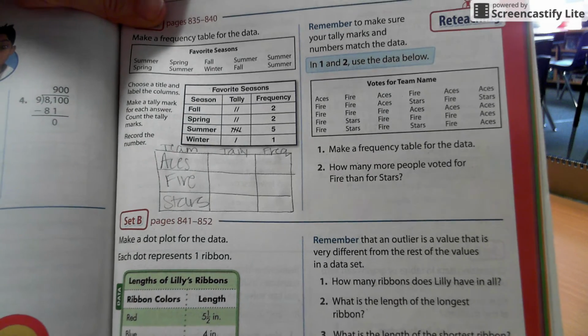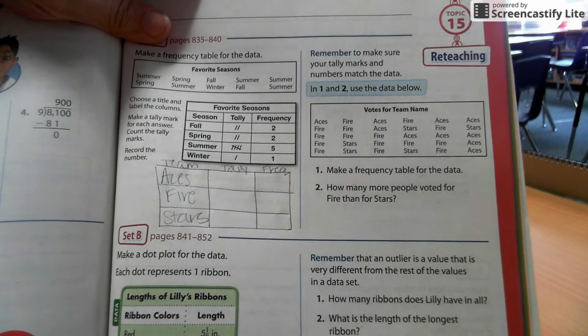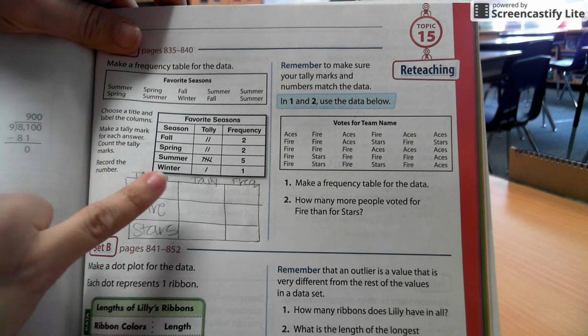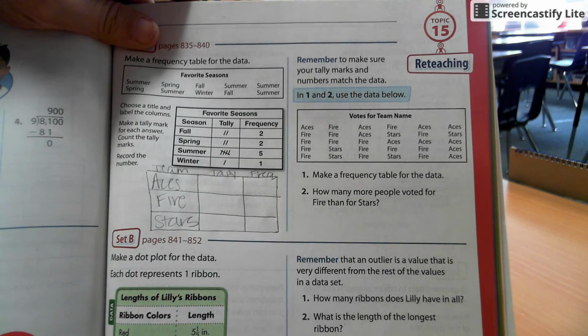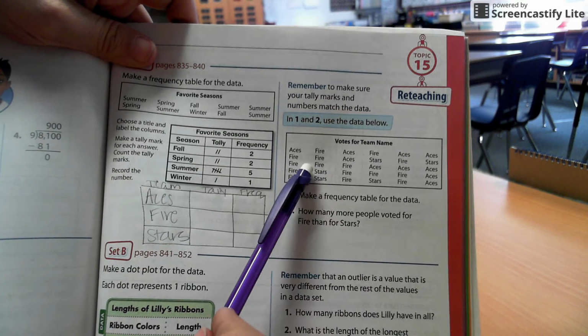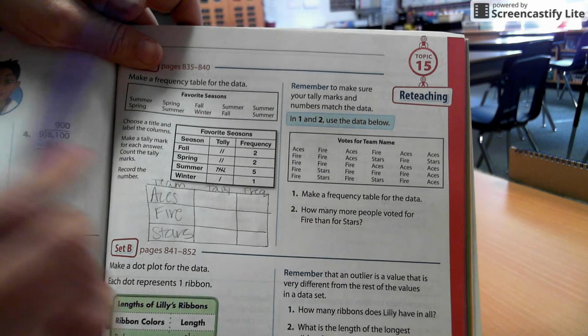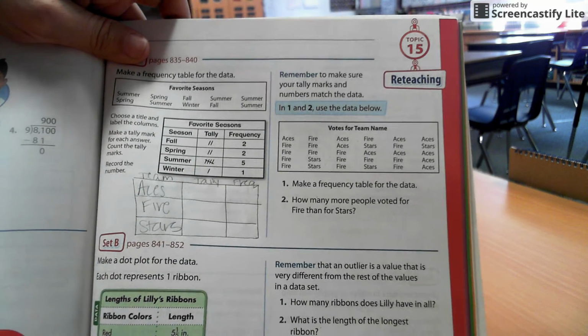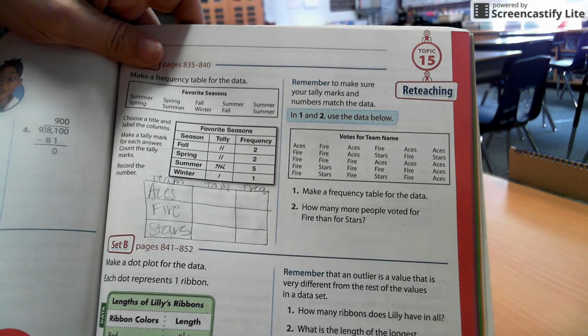Okay, so I'm just going to show you how I set it up first. So far, I just set it up all right here. I have my team names, I have my tallies and my frequencies, and then I listed my team names so far from this information over here. I had the aces, the fire, and the stars. Now I'm going to go through and add my tallies and my frequencies for each one. So go and do yours.